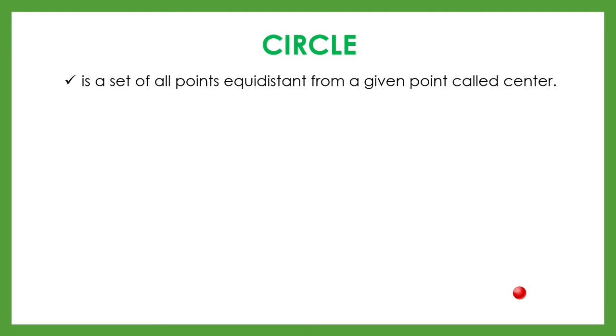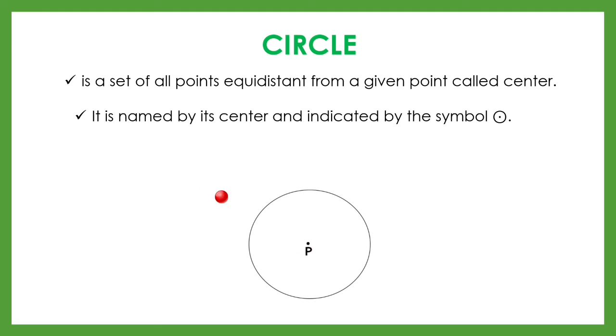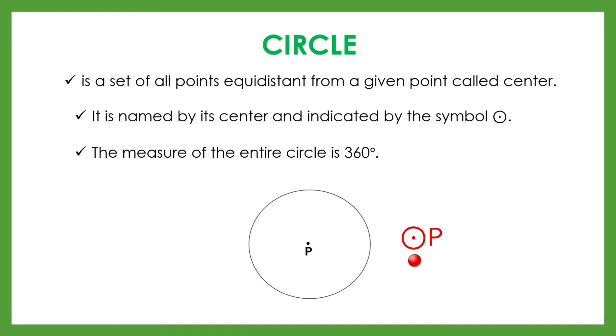What is a circle? A circle is a set of all points equidistant from a given point called center. So, these are the set of all points that are equidistant from a given point. So, yung nasa gitna, that is the center. It is named by its center and indicated by the symbol circle. So, ang pangalan ng circle na to is circle P since ang center natin is letter P. And the measure of the entire circle is 360 degrees.